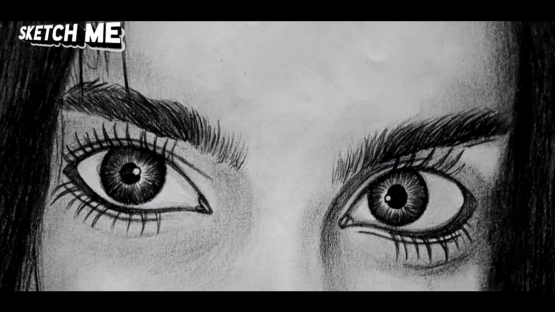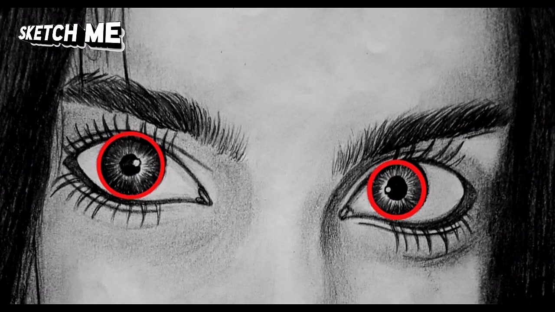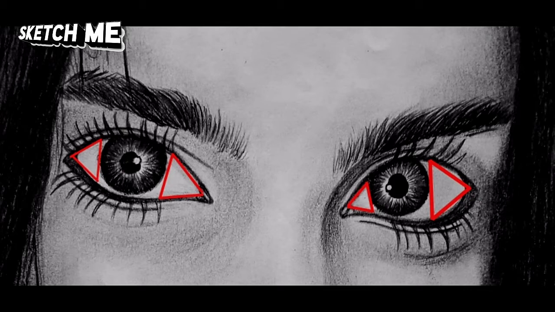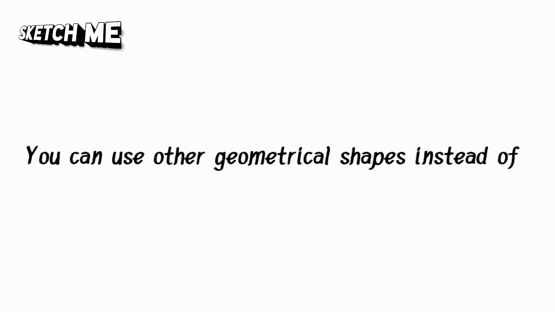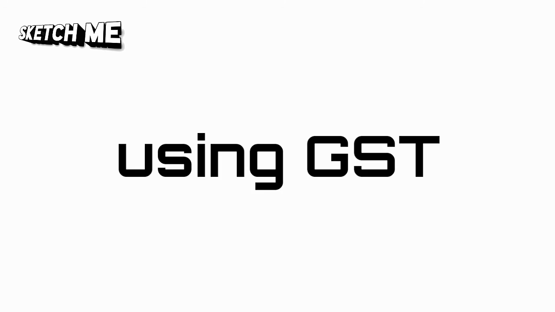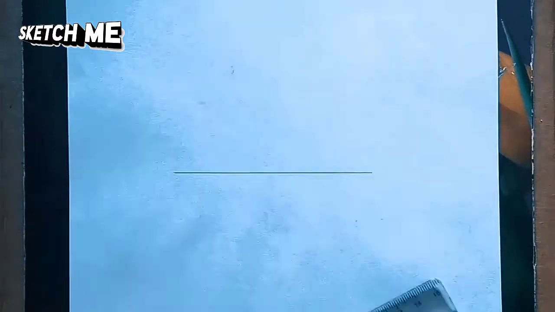Look at the eyes. They are made up of two shapes, circle and triangle. The iris is a circle and the remaining white part is a triangle. After knowing this, it becomes very easy to make an eye. You can use other geometrical shapes instead of circle and triangle. It depends on you, whether you are using triangle and circle or oval and circle. I guess now you are able to make an eye using G.S.T. Now just watch how I'm using these geometrical shapes in making an eye.